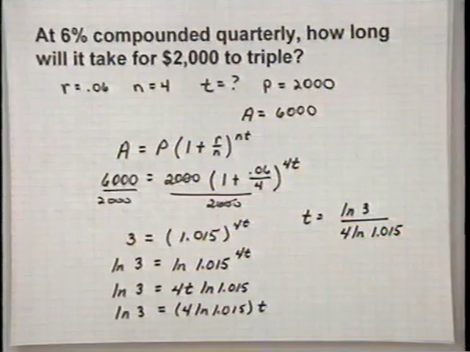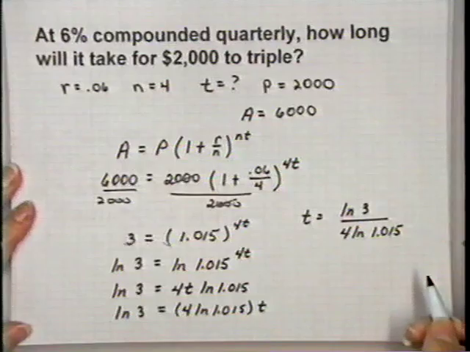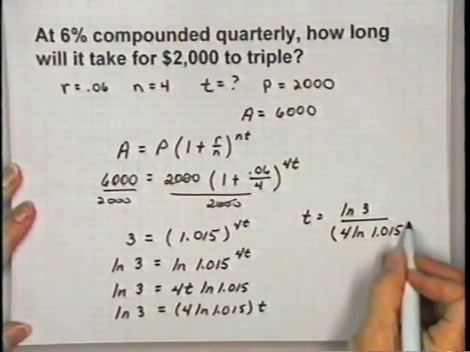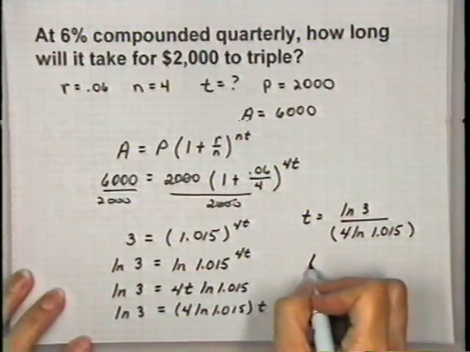Now, I'm going to caution you that you be very careful how you enter this in the calculator. We need to do this multiplication before we do the division. So we're going to need to use a parenthesis down here to group that. So I'm going to do the natural log of 3 using the LN key on my calculator, divided by, I'll use a parenthesis, 4 times the natural log of 1.015, close my parenthesis, and hit equal to complete this calculation.